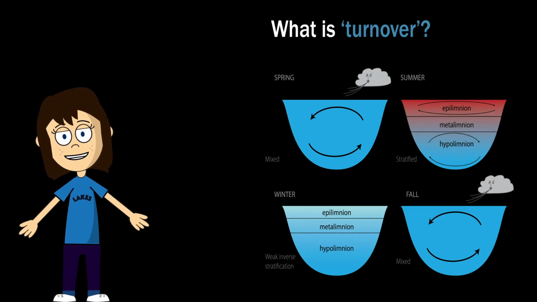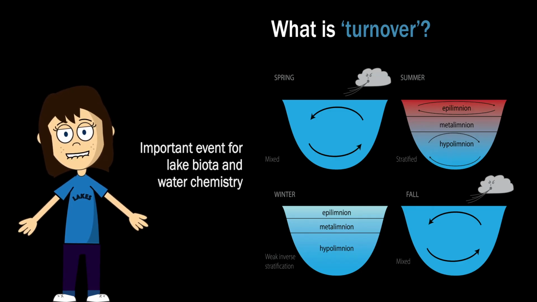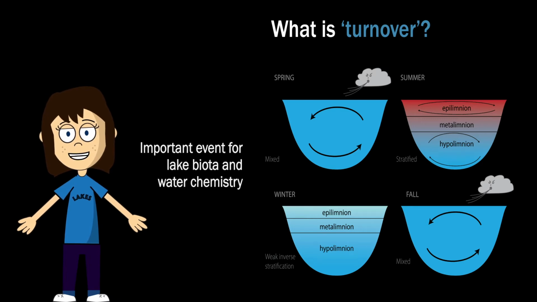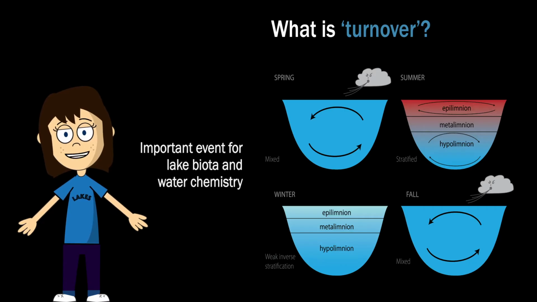These turnover events are important for lake biology and water chemistry, because when the lake turns over, oxygen is replenished into the hypolimnion, and nutrients that have built up in the bottom of the lake are mixed into the surface water.